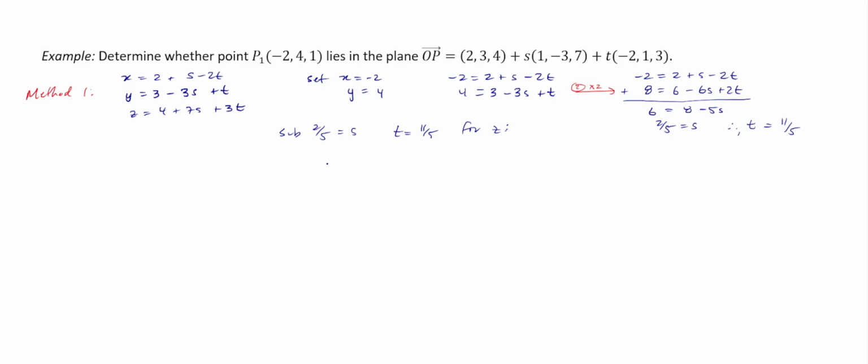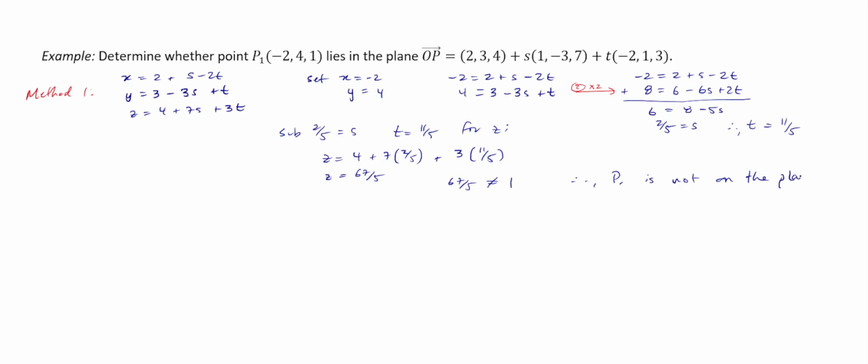Okay, and so then I'll have z is equal to 4 plus 7 times 2 over 5, plus 3 times 11 over 5. And so z is equal to 67 over 5, right? Which obviously does not equal the 1 that we were expecting to get. So 67 over 5 does not equal 1, and therefore P1 is not on the plane.